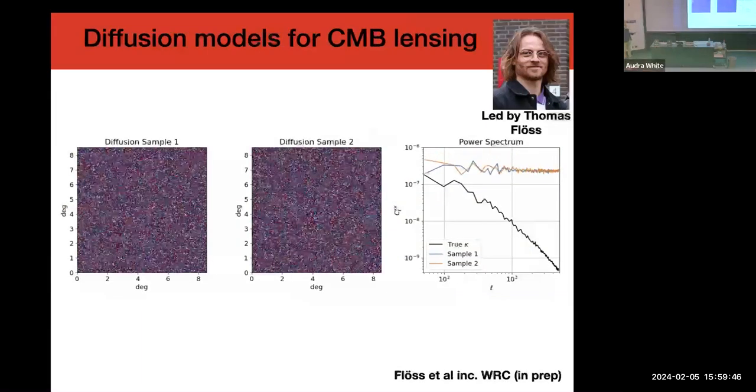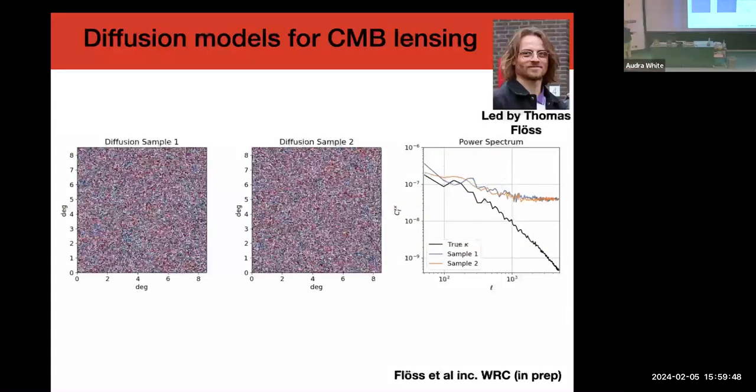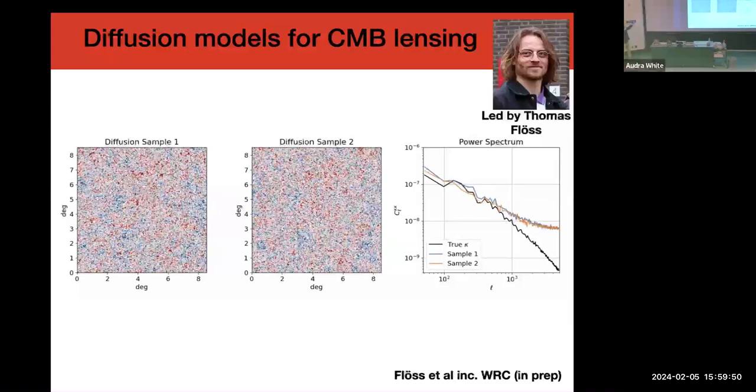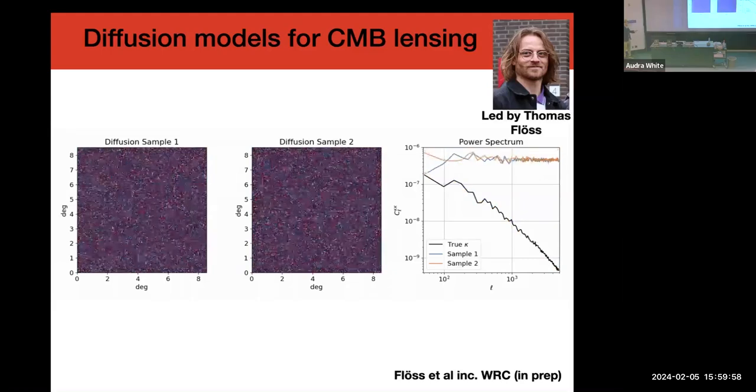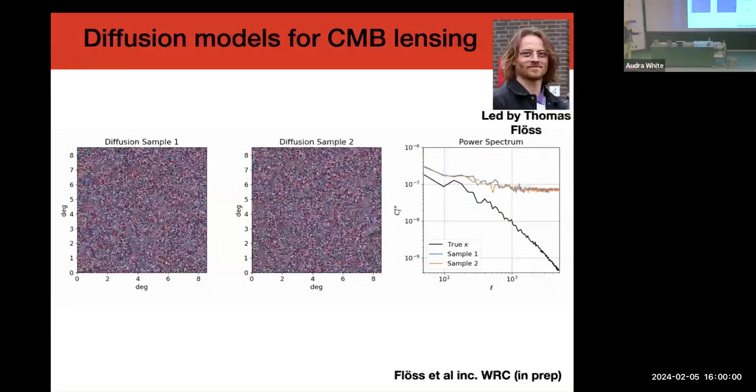An example of how this process works is shown in this video. Sorry, it's a little jerky. As we go from white noise, slowly removing noise as we move back along that stochastic differential equation, we end up with multiple samples of the resulting lensing potential.